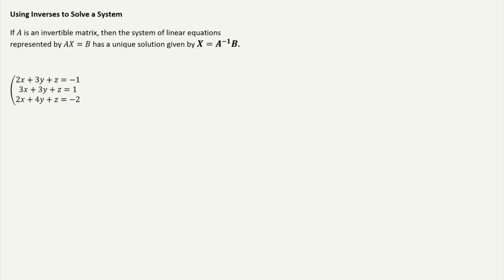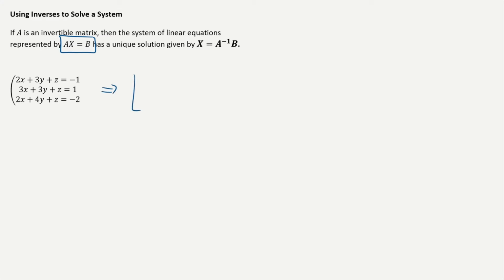So it says if A is an invertible matrix, then the system of linear equations represented by AX equals B has a unique solution given by X equals A inverse B. So we have to unpack this a little, because what is meant by AX equals B? That's a matrix equation. Matrix A times matrix X equals matrix B. It is saying I can represent a system of equations like I have here as the product of two matrices. Okay, so what does that look like?